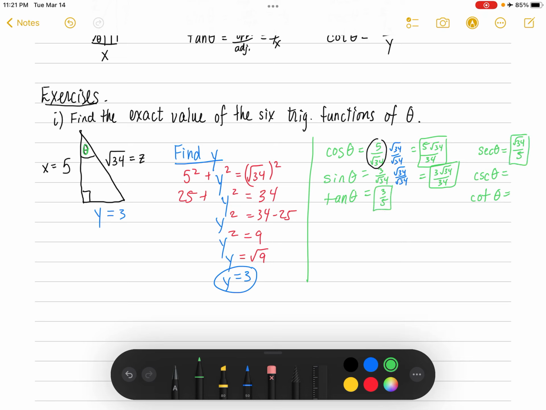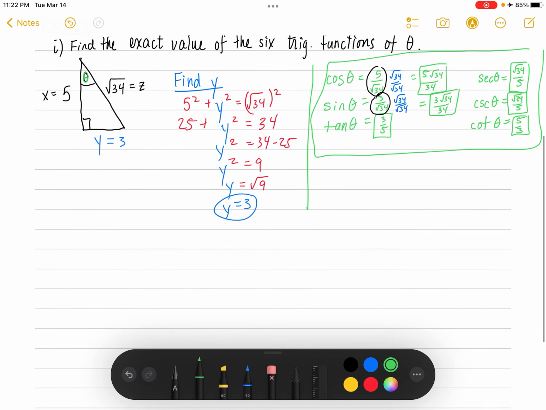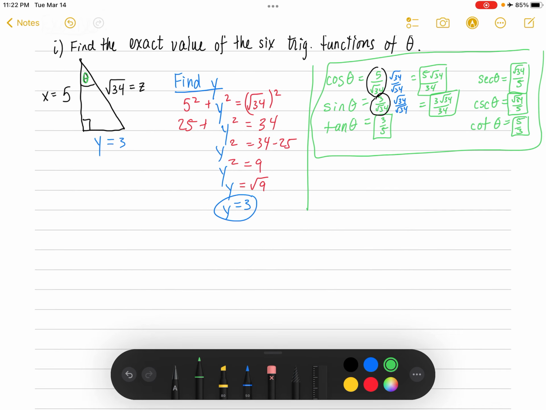Let me box my answers in the green box. As far as the cosecant, if I reciprocate the sine, let's use this version, 3 over root 34, reciprocate that, and we're going to get root 34 over 3. For the cotangent, we're reciprocating 3 over 5, we're going to get 5 over 3. So our answers here are in the green boxes. Cosine, sine, tangent, secant, cosecant, and cotangent. So, no calculator. But for the rest of this video, we'll probably use our calculator a lot.